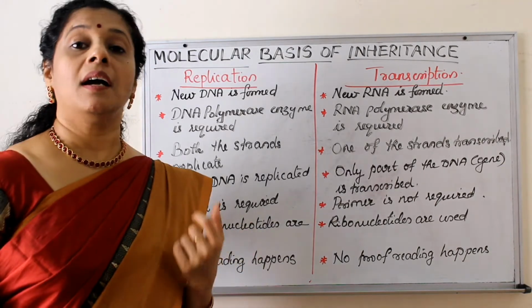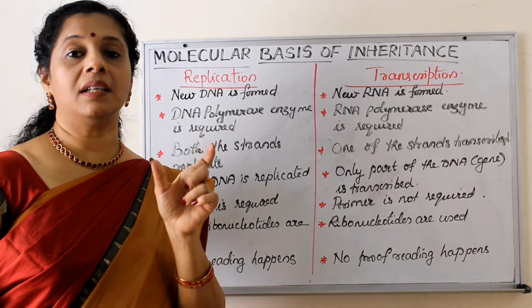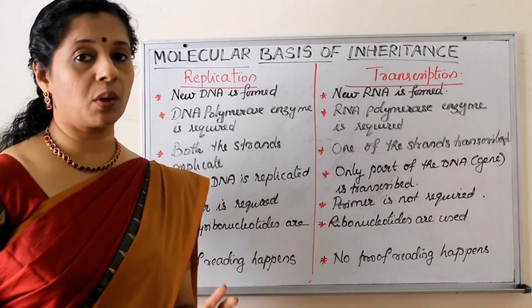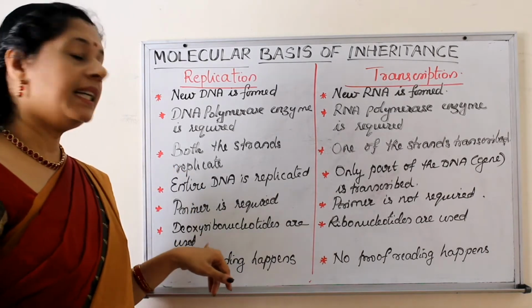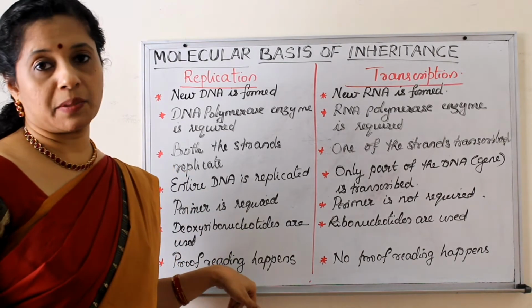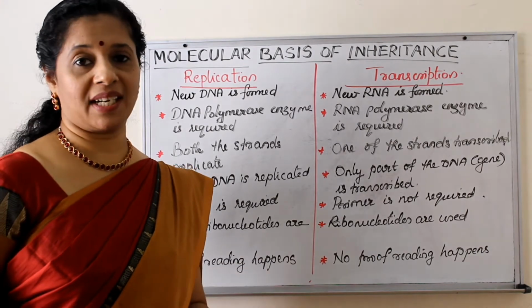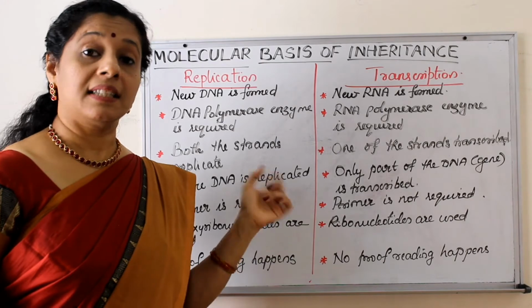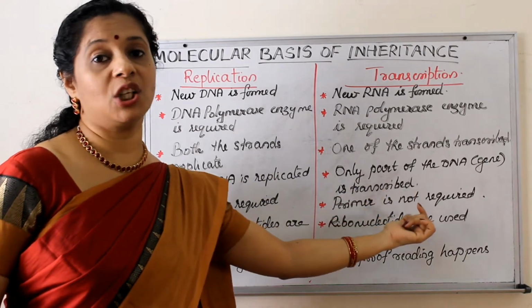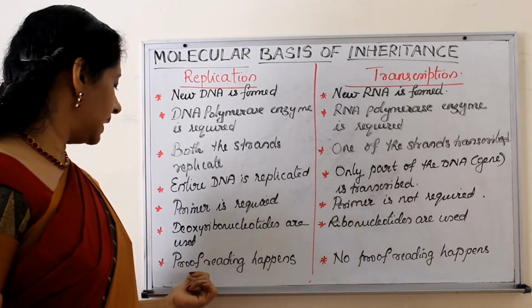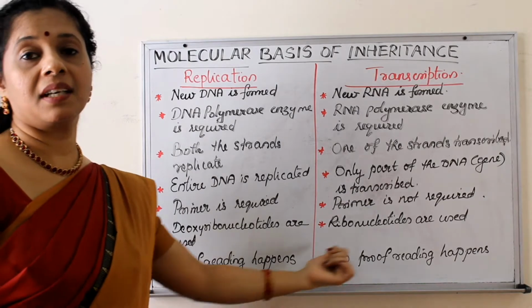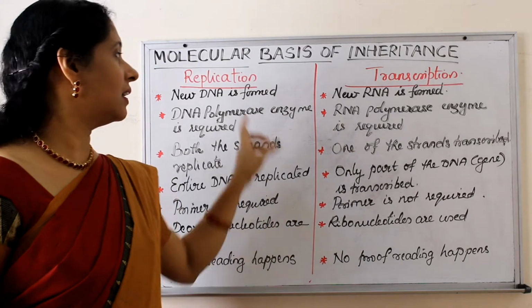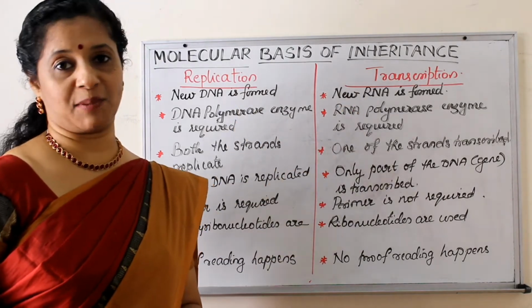Primer is required. When we learned replication, we learned it requires a primer to start, right? Whereas primer is not required for transcription. Deoxyribonucleotides are the substrate. Here ribonucleotides are the substrate. And one more difference if you want to say, thymidine is used here, here uridine is used. Then proofreading happens, here no proofreading happens. These are the differences between replication and transcription.